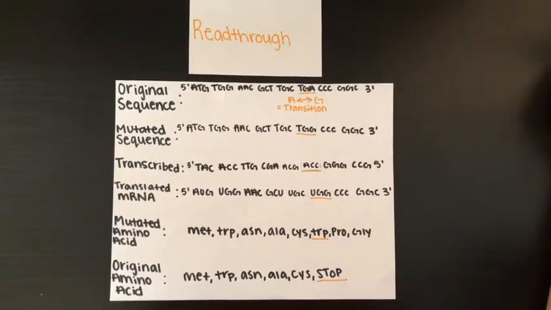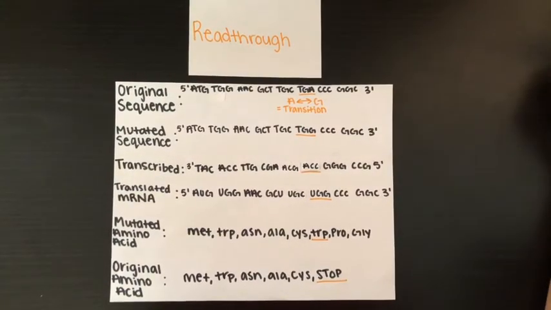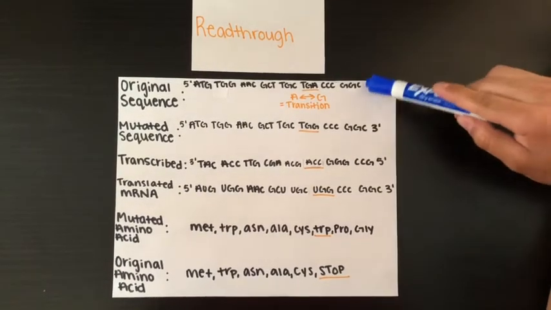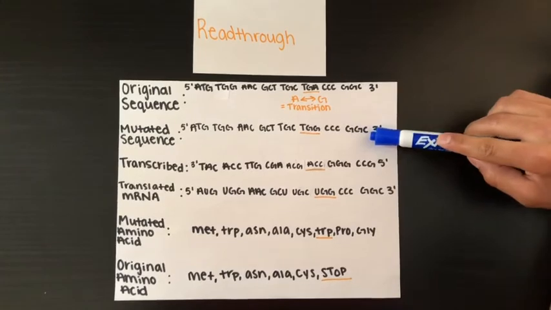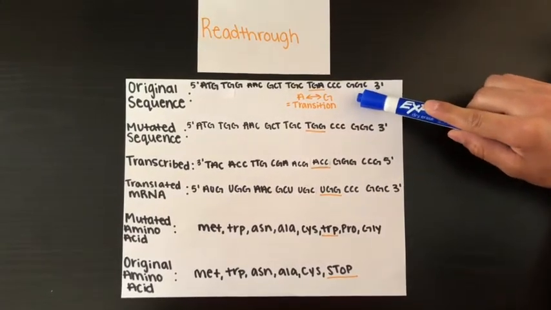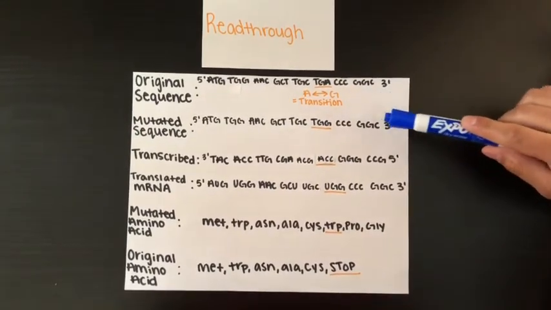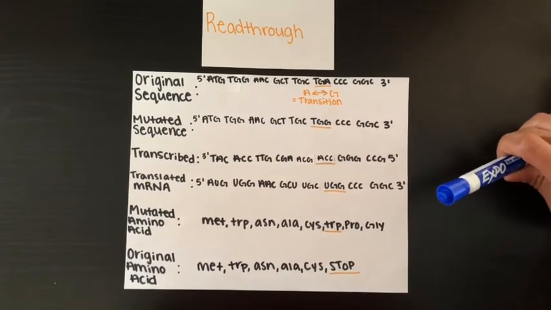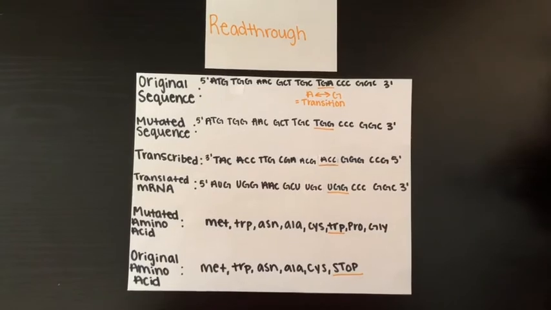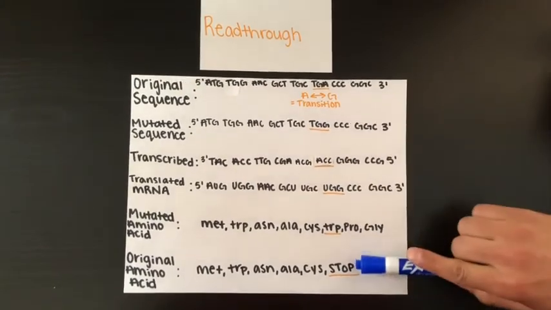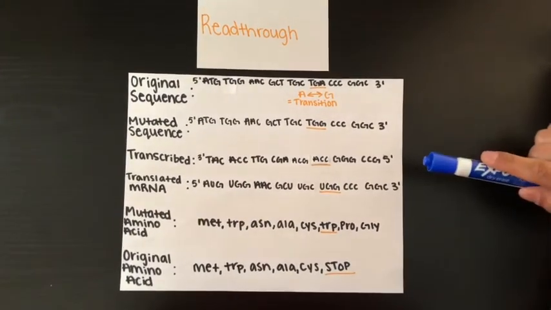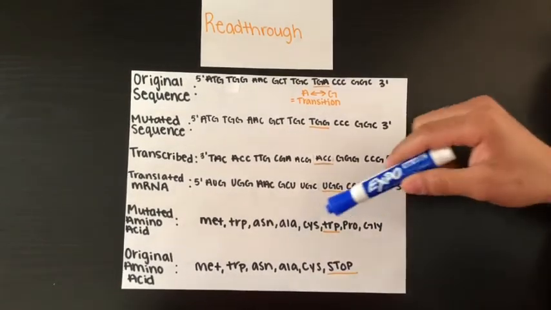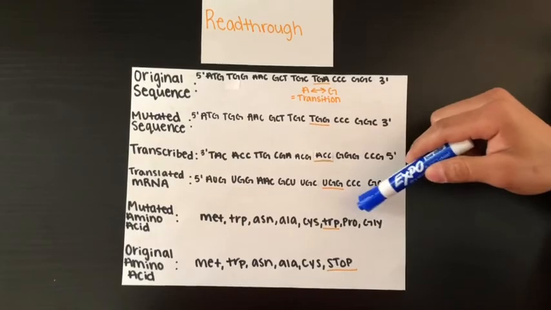A read-through mutation is when a stop codon is changed to a codon that codes for an amino acid, resulting in a longer protein. So comparing our original sequence with a mutated sequence, you can see that a base has been switched for a G, meaning that once again transition has occurred. Comparing our original amino acid sequence to our mutated one, we can see that the non-mutated sequence resulted in a stop codon, while our mutated strand translates to a tryptophan amino acid, which also results in a longer sequence of amino acids.